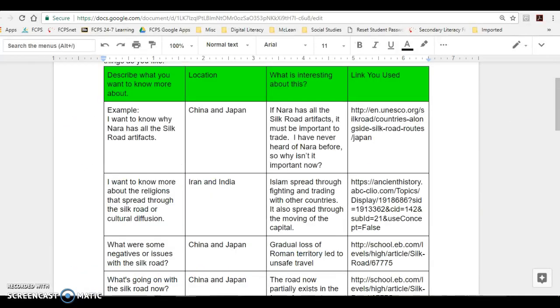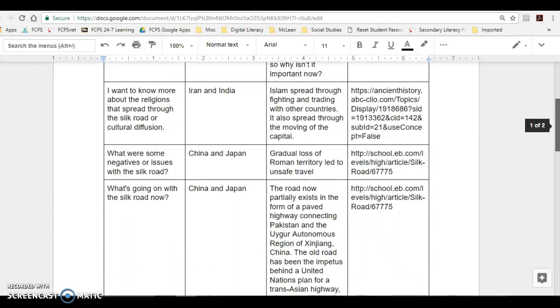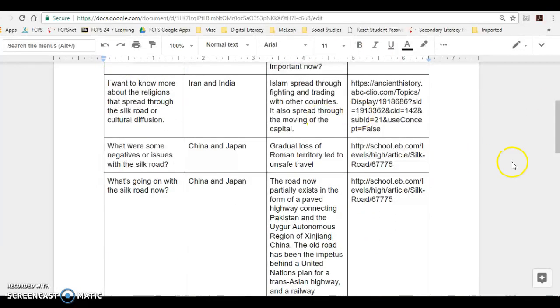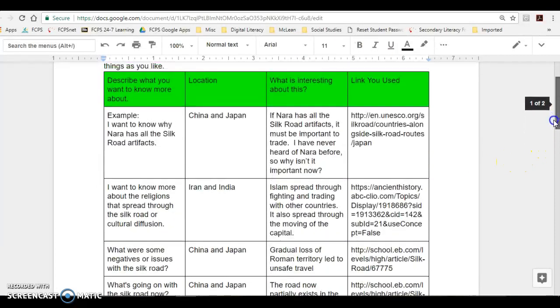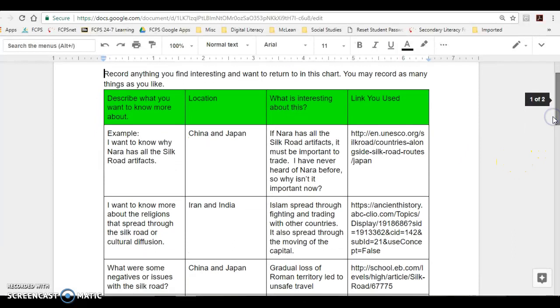As students worked, they would tell me what they wanted to learn more about, where it was, and what was so exciting about it. And I asked them to include the link so they could easily access it as they created a project later on. Students would then go through and type through these ideas, and later they would use this to create their own question and topic for their own research project.